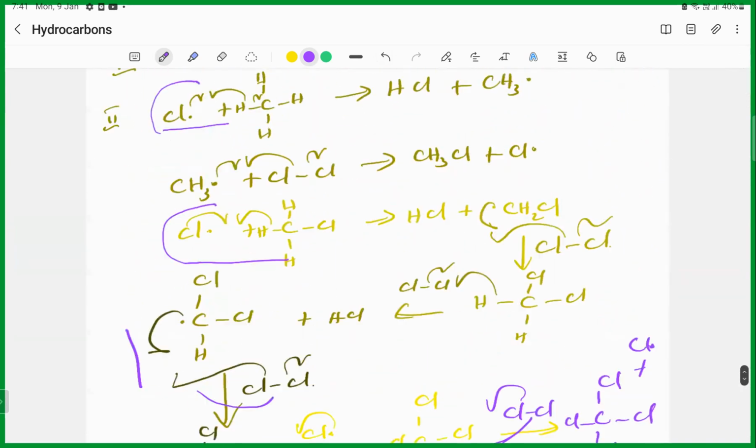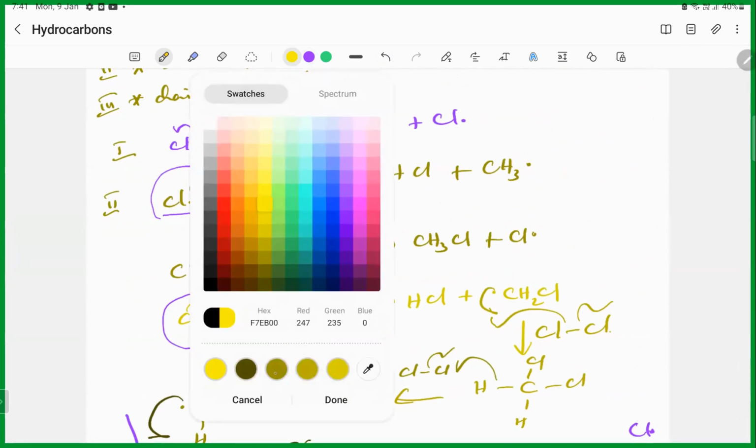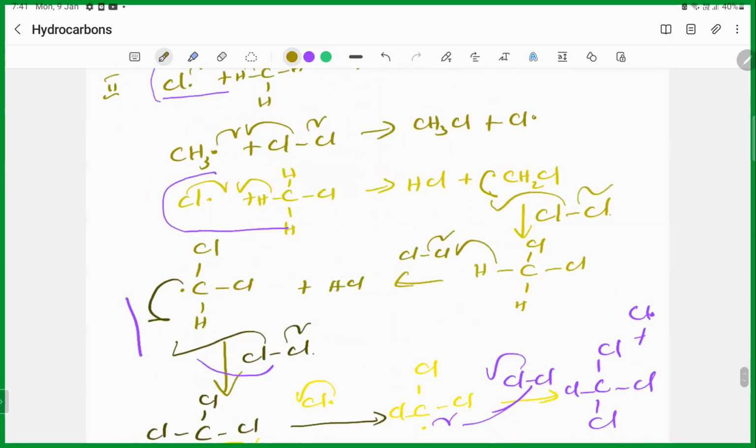When you want to terminate this reaction, you have to go for the third step, right? What is the third step?